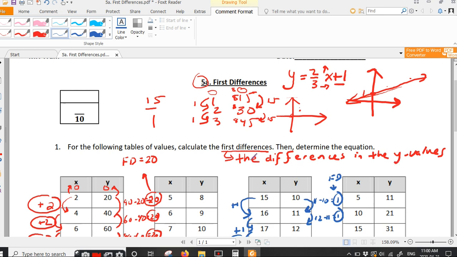And I actually want to make an adjustment here. First differences is the differences in the y values. Okay. Now, that is correct. When we look at the slope, however, it's the differences in the y values divided by the differences in the x values. Okay. Alright, take care.